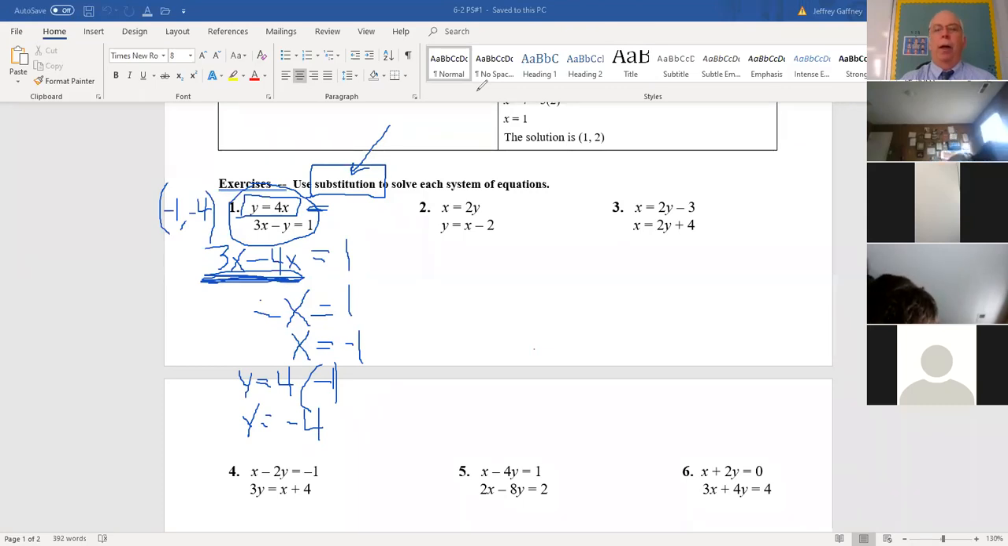Let's just do something here to reinforce how this works. If I substitute -4 for y and -1 for x in the first equation, I get -4 equals -4, which is a true statement. Just like if I substitute -1 for x here and -4 for y, I get -3 plus 4 equals 1. That's a true statement. Make sense?